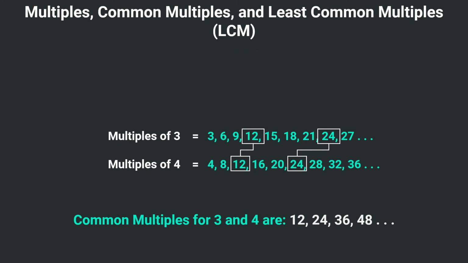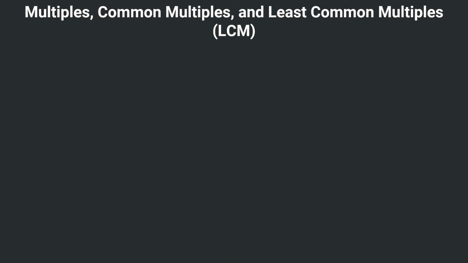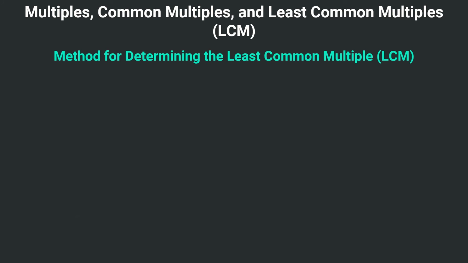Now if we talk about the least common multiple, the least of all the common multiples is called the least common multiple, also known as LCM. So here the least common multiple for 3 and 4 is 12, because 12 is the smallest common multiple for 3 and 4. But there is a proper method to determine the least common multiple.